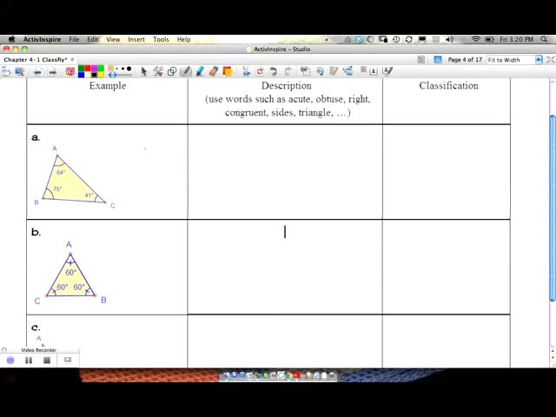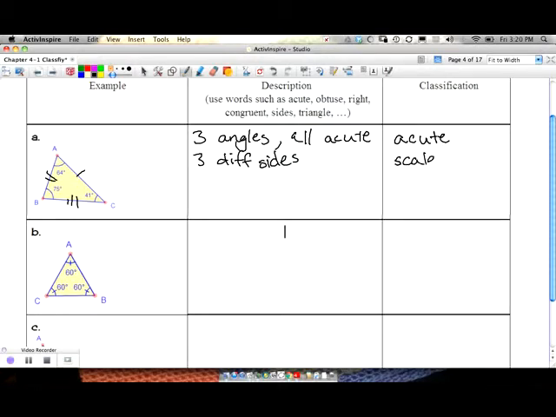I got three angles and they're all acute. In fact, in a triangle you always have three angles, but they're all acute. And I also look at the three sides and those kind of look all different as well. So three different sides. So all the angles are unique, all the sides are unique. Then we call that acute because that's the type of angles it has. It's acute and it's scalene. Scalene means that no sides match.